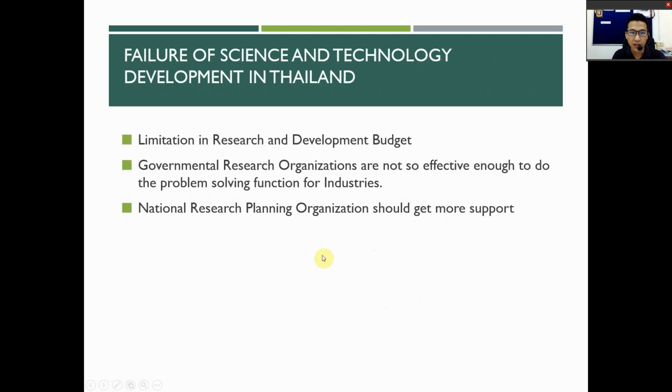And failure of science and technology in Thailand, most of the time it's all about the limitation, especially in R&D budget. So we need money that can cover all of the research and development. I mean, basic and applied science totally need money to do so. Governmental research organizations are not effective enough to do the problem-solving function for industry. So nowadays, industry has found its own way of trying to do something that really meets a good standard. Something like the Boon Rawd Brewery that I just mentioned earlier.